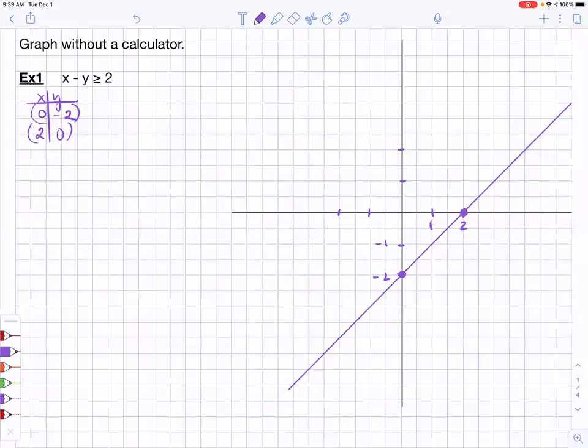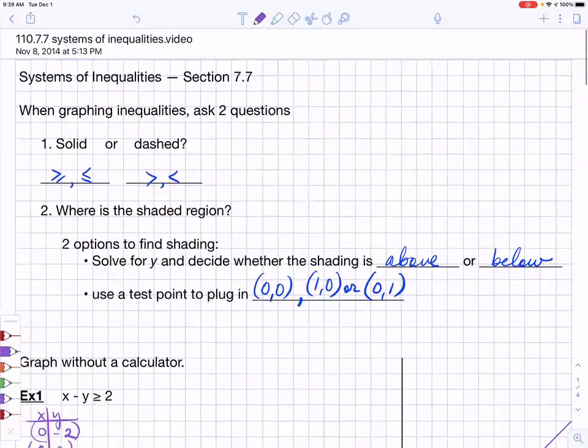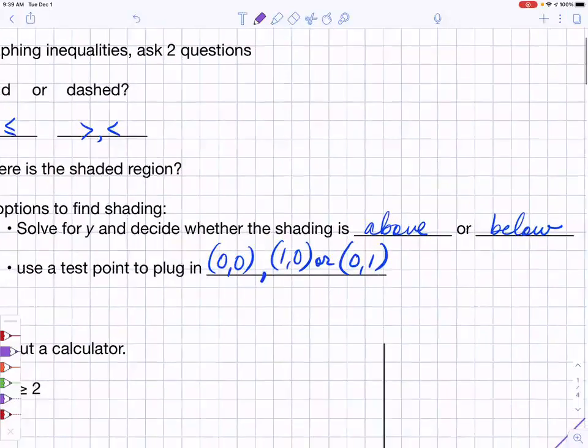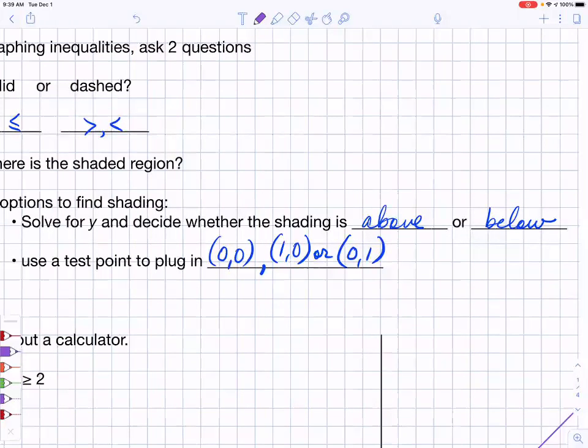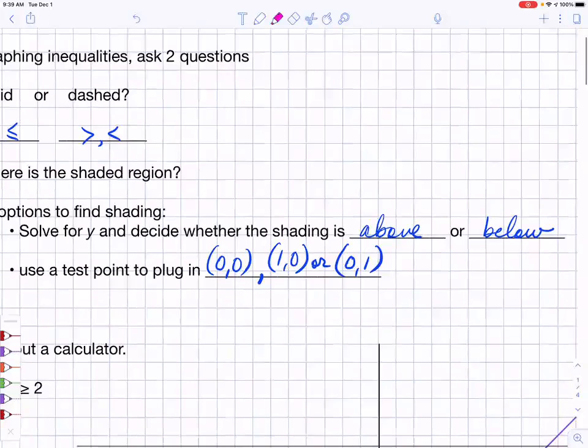So where should I shade? Now, I gave you 2 different options. Option one: solve for y, and decide whether the shading is above or below. Now, the key to this one, guys, is the solve for y part. Y has to be alone before you can automatically say it's going to be up above or down below. Y must be alone. So the key here is that if you've got a y that is greater than, then it's going to be above, and if you have a y that's less than, it's going to be below.